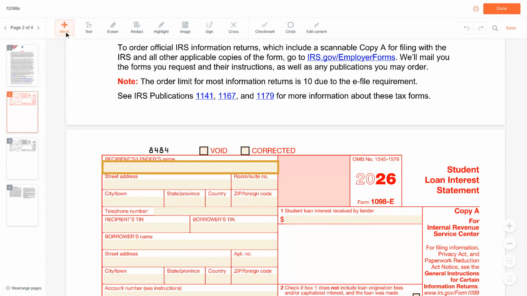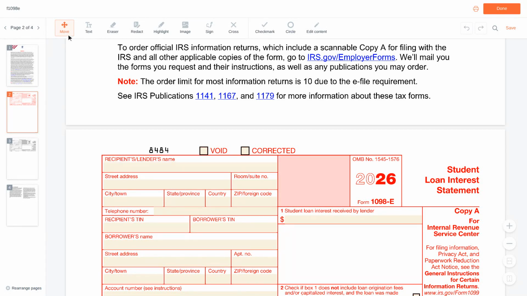IRS Form 1098-E is the student loan interest statement. Lenders that receive $600 or more in student loan interest payments from you during the year are required to send you this form. You may be able to deduct up to $2,500 of student loan interest per year as an above-the-line deduction on your federal return, meaning you can claim it even if you do not itemize. Income limits apply and phase out at higher income levels.